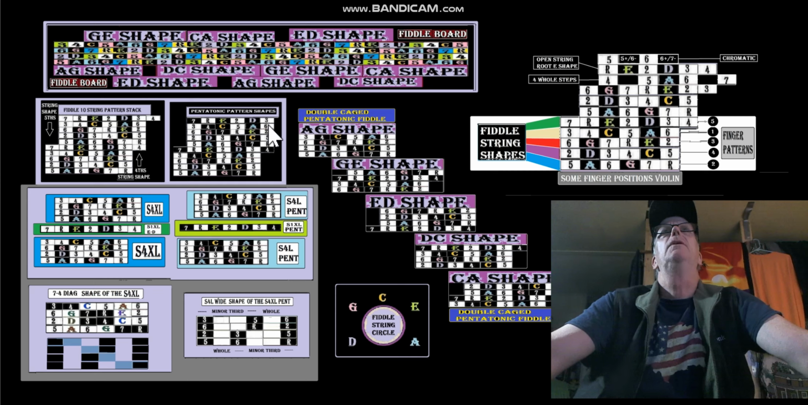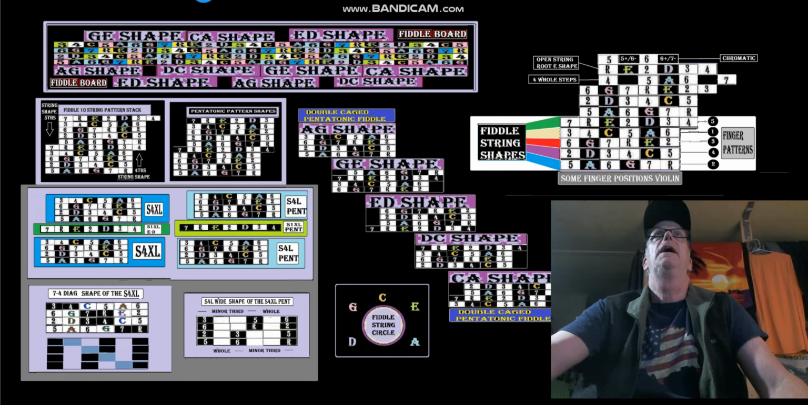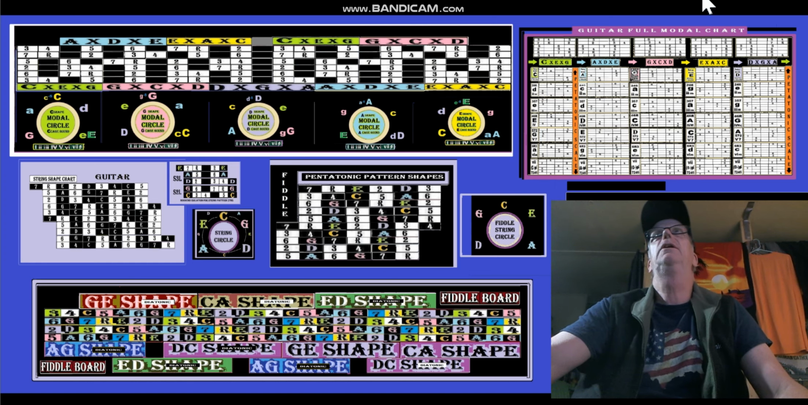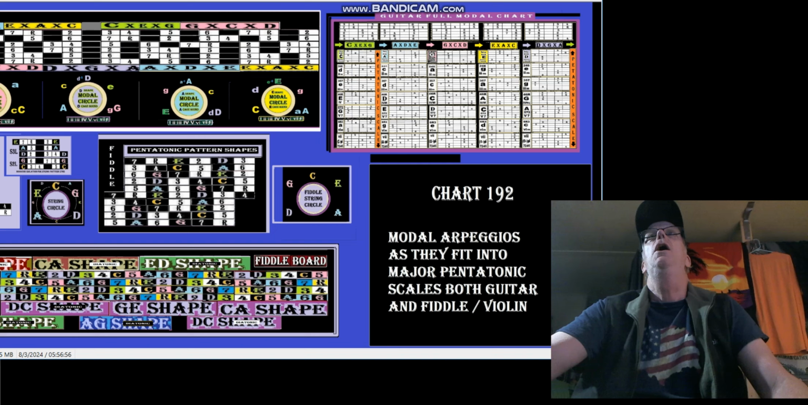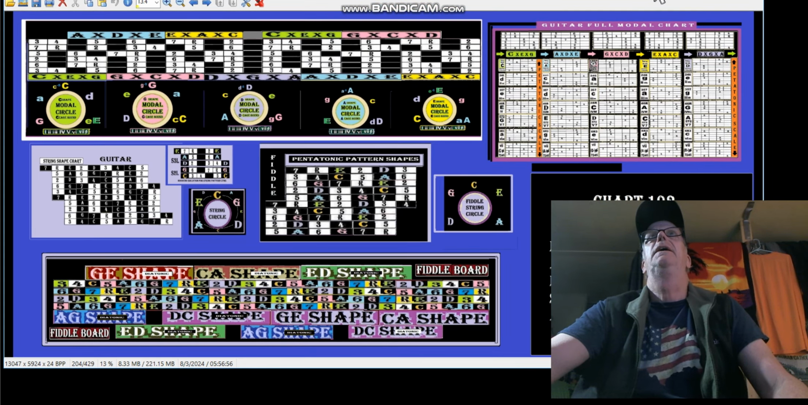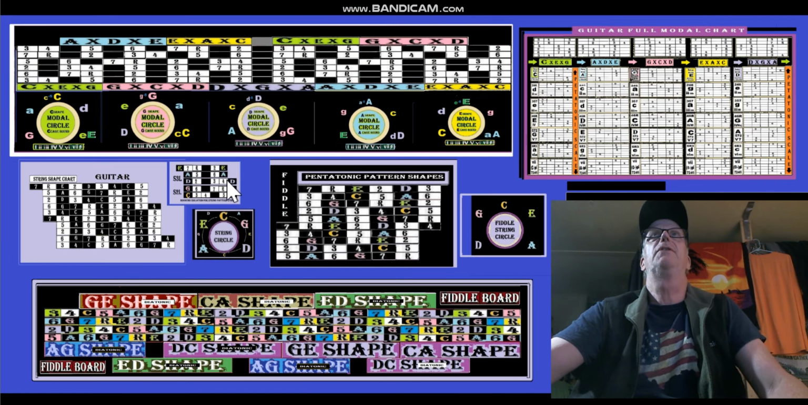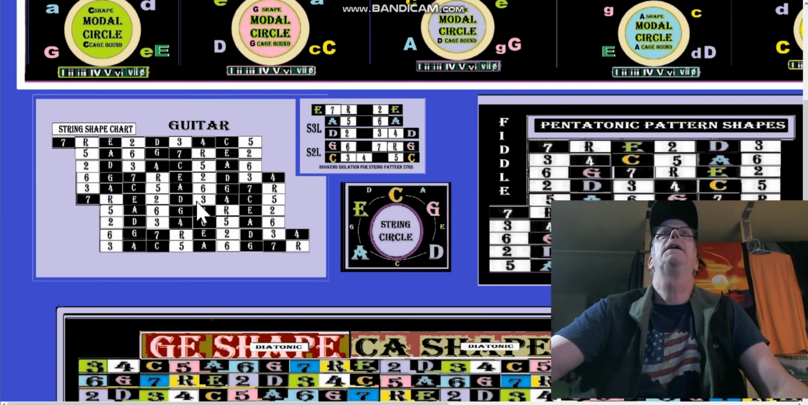So it's the way you look at this. This is today's chart, and then we also have this chart where I was a little more unsure of what I was doing. This is the modal arpeggios as they fit into major pentatonic scales, both guitar and fiddle violin. The only problem with this chart is I didn't get to that objective. I set it up, and part of this chart is right here.